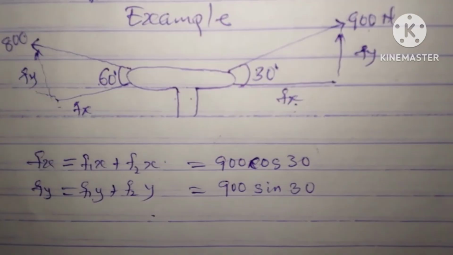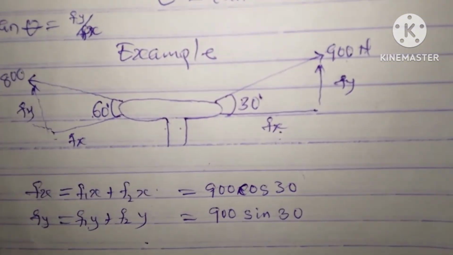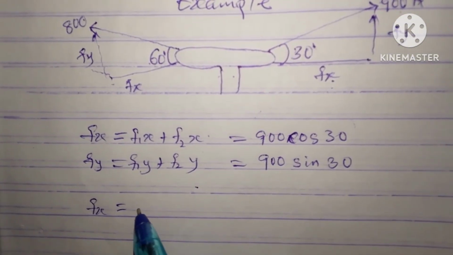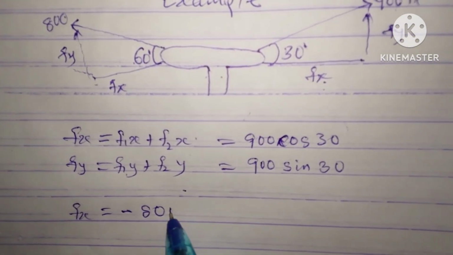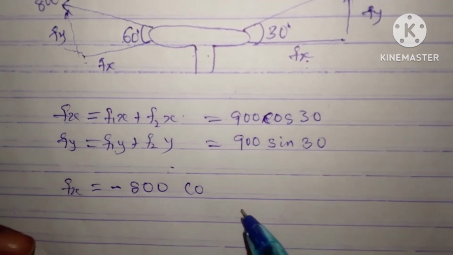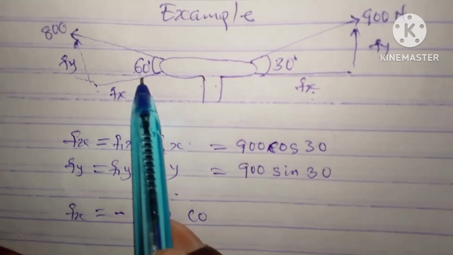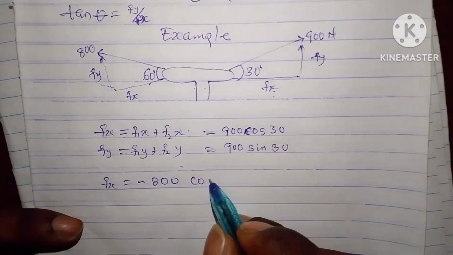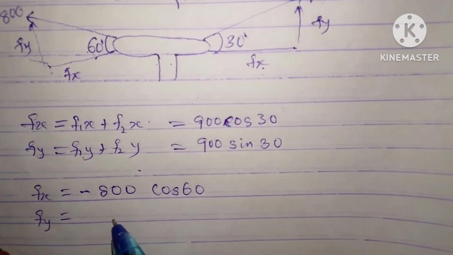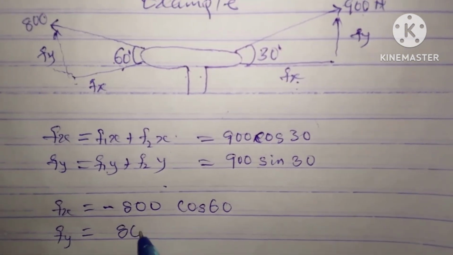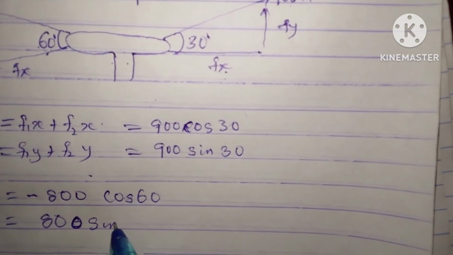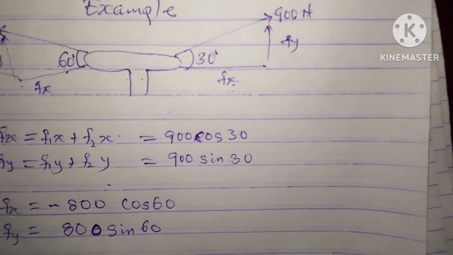So taking it with respect to y now, for the second force, Fx is equal to minus 800 cos 60. The angle between them is 60. Minus 800 cos 60. And then Fy will be equal to 800 sine 60.